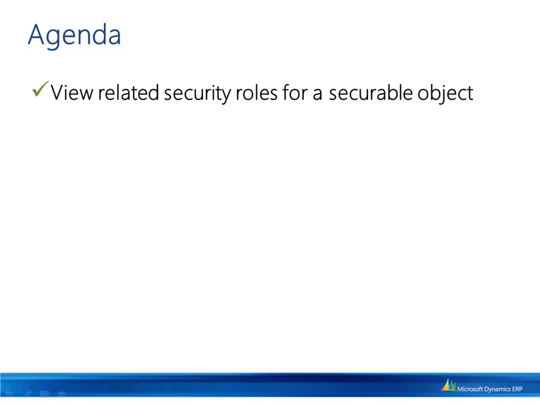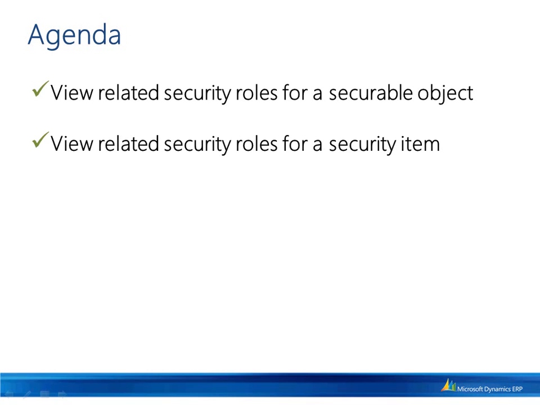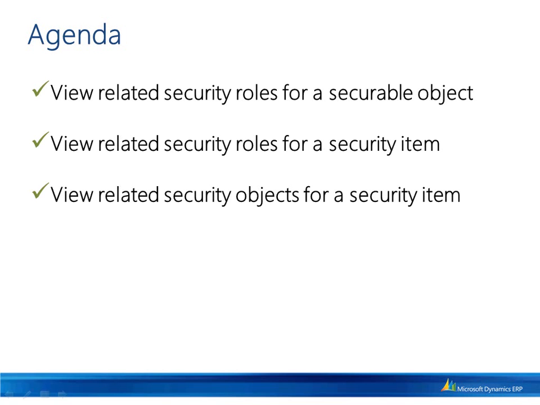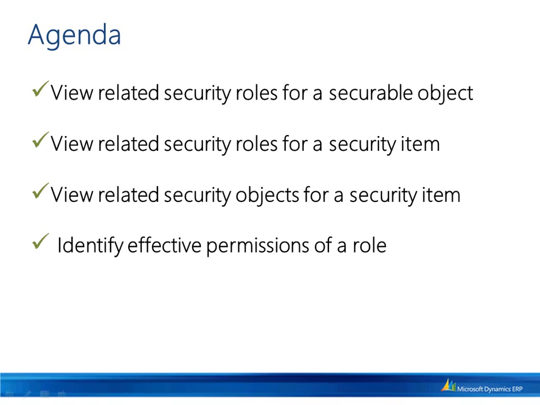By the end of this video, you'll be able to view related security roles for a securable object, also view related security roles for a security artifact, like a privilege or a duty, find securable objects associated with a security item, and most importantly, identify effective permissions of a role. So let's go over to the AOT tool.